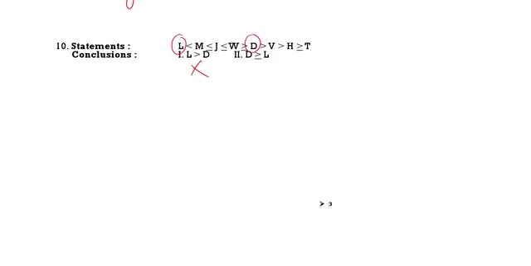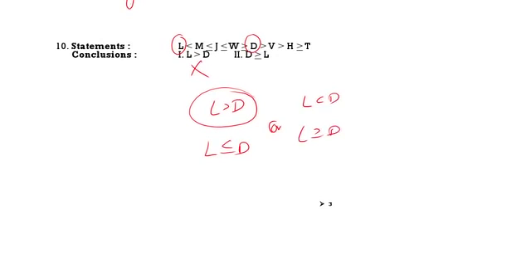D greater than or equal to L. If you see this carefully, these two are a complementary pair. When there is no relation, if it is given L greater than D, then L less than or equal to D. Or else L less than D, L greater than or equal to D. Then these are called a complementary pair. Here there is no relation between L and D, but it is given L greater than D and D greater than or equal to L, meaning L less than or equal to D. So these two are complementary pairs.